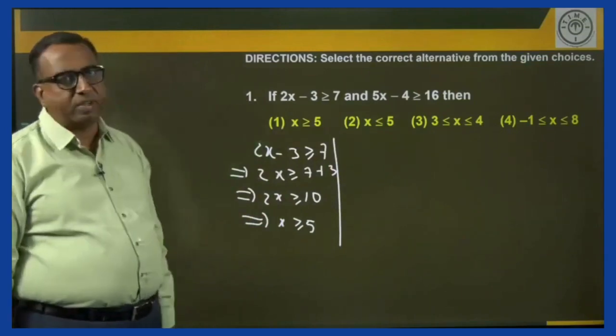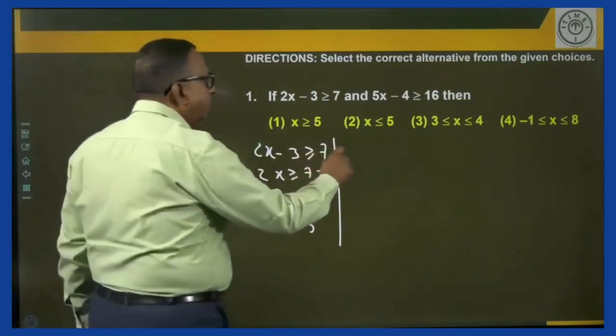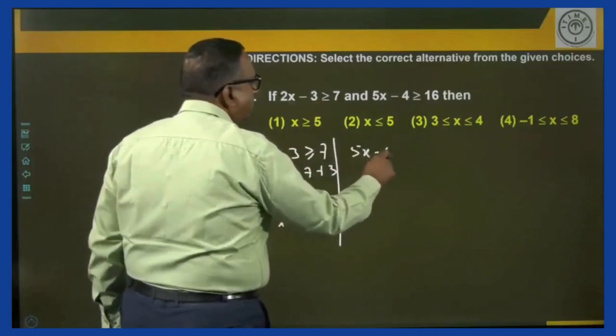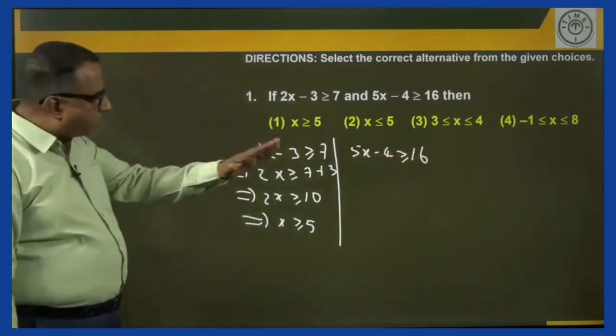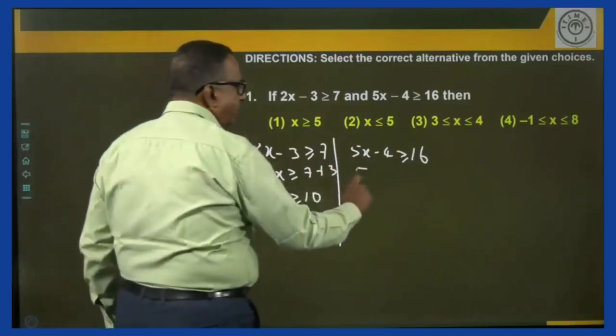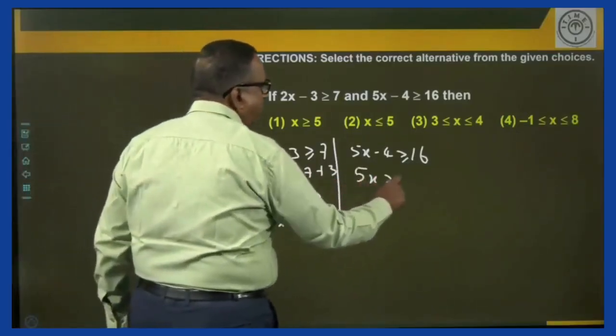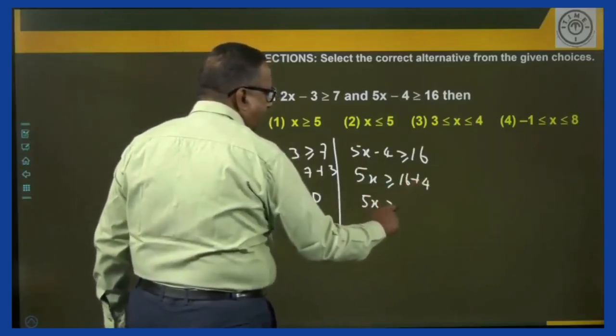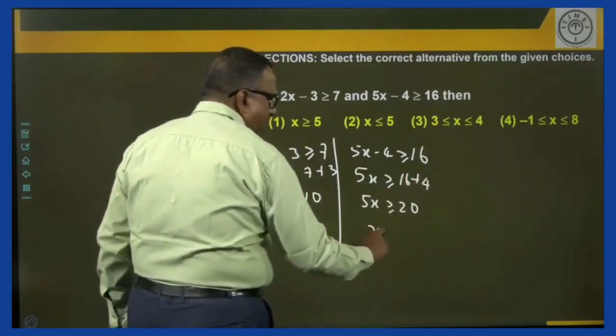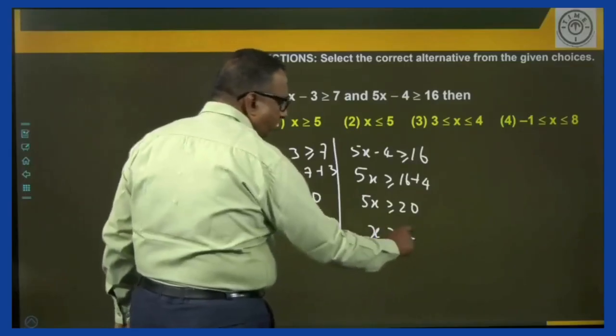Let us come to the second one. The second one is 5x minus 4 is greater than or equal to 16. So take that 4 to that side. 5x greater than or equal to 16 plus 4. అంటే 5x greater than or equal to 20. అంటే x greater than or equal to 4.